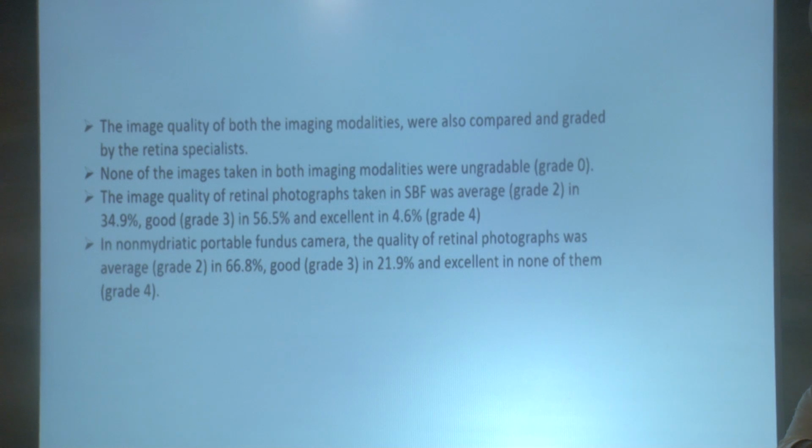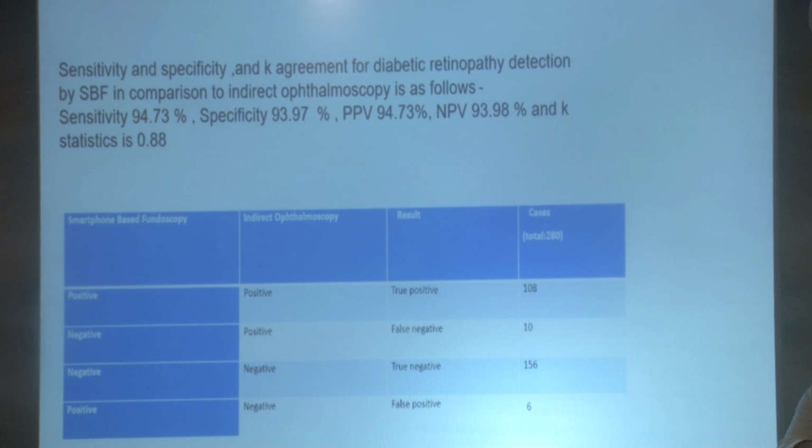The image quality of retinal photographs taken in smartphone-based fundoscopy was average in 34.9%, good in 56%, and excellent in 4.6%. In the non-mydriatic portable fundus camera, the quality of retinal photographs was average in 66.8%, good in 21.9%, and excellent in none of them. So this is the table showing sensitivity, specificity, and positive and negative predictive value.